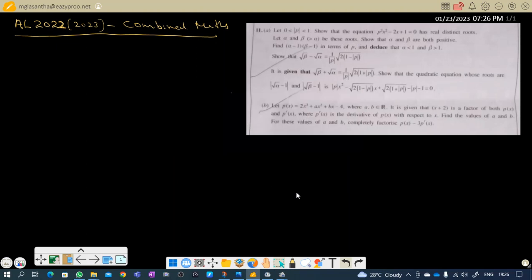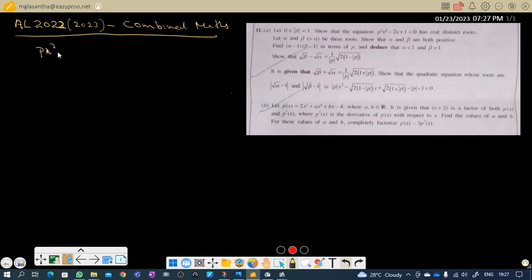This is the paper, today's exam paper, AL2022. If you take question number 11, this is a very easy question. In the first part, a quadratic equation is given, and you have to show the roots of this quadratic equation are real and distinct. Right? Let's see how you can do this sum.